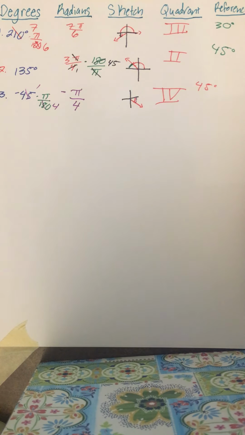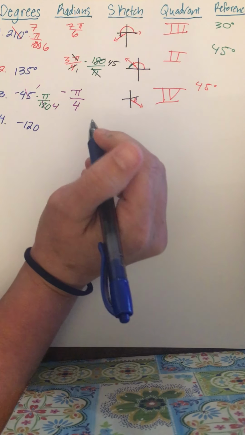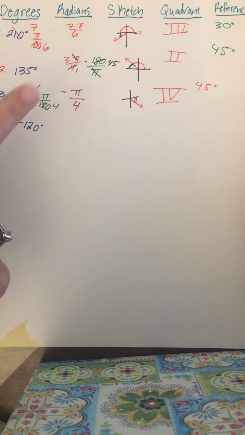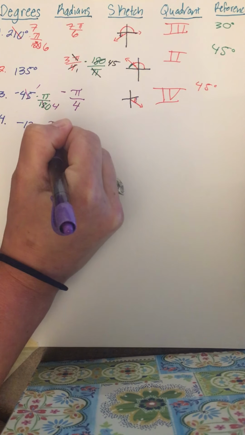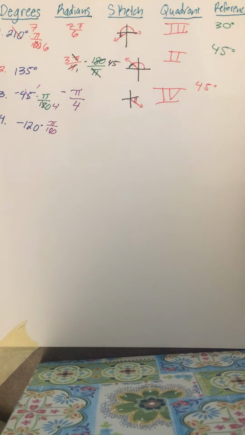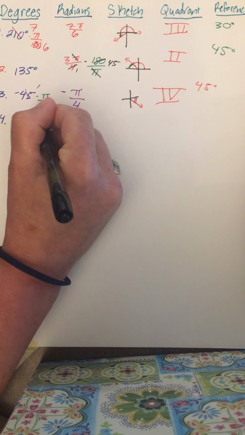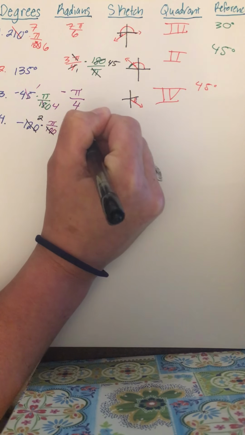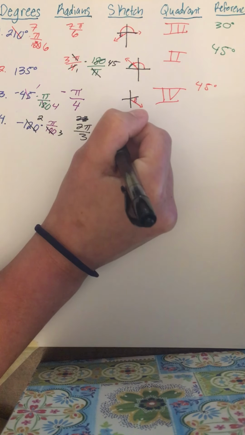Okay, number 4 is negative 120. To go from degrees to radians, we multiply by pi over 180. Okay, we can simplify here by 60. If we divide by 60, that gives us 2/3. So 2 pi over 3, negative. And we can draw our little sketch.